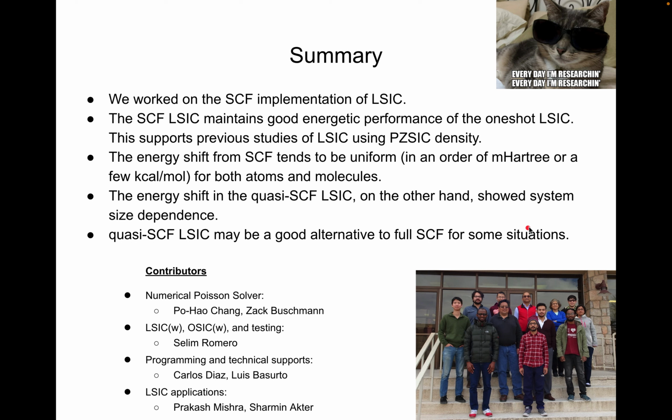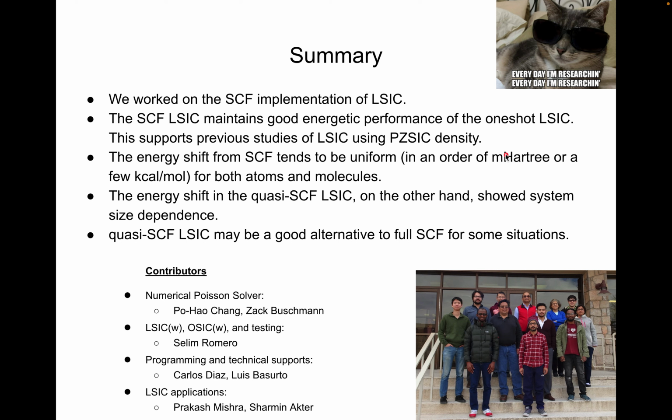Here is my summary. In this work, we worked on implementing the full SCF of the LSIC method, and we succeeded. The SCF LSIC maintains the good energetic performance of the one-shot LSIC. This finding supports the previous studies of the LSIC using the PZ-SIC densities. It also tells us that for the energetic performance, using LSIC with the PZ-SIC density is a good alternative to running the full SCF calculation.